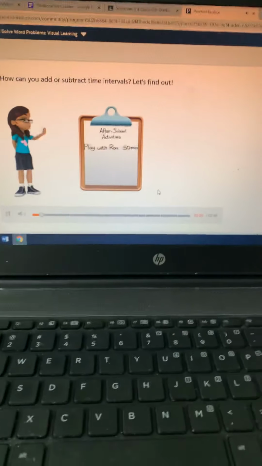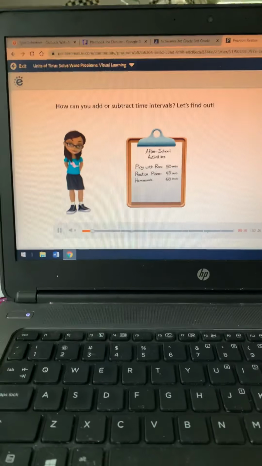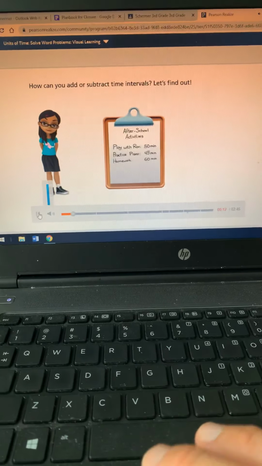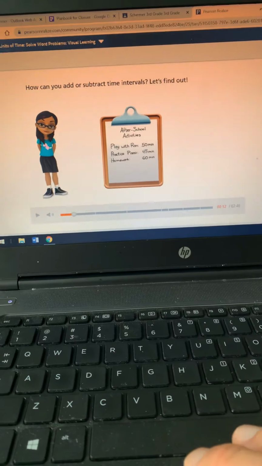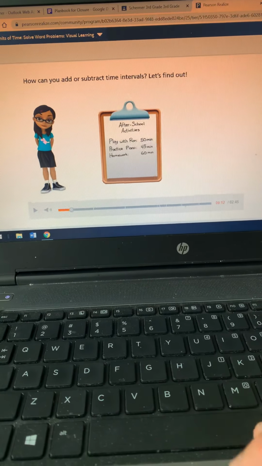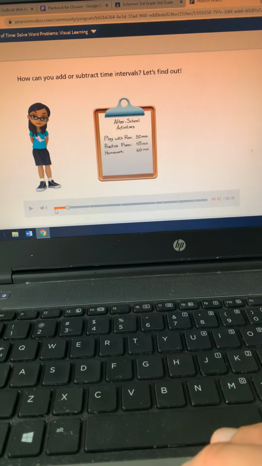How can you add or subtract time intervals? Let's find out. Let's make sure everybody can hear this. Let me turn my volume up. All right, let's start over here.